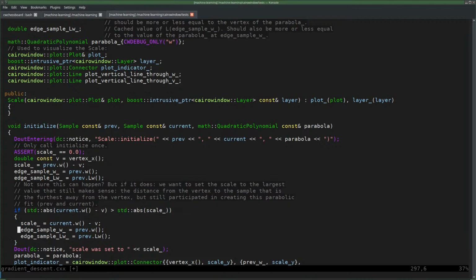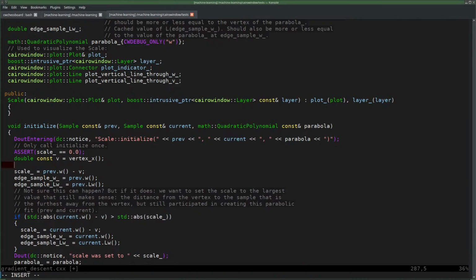So it's either previous or current. I should just find a sample that is the furthest away, I guess. Damn it.